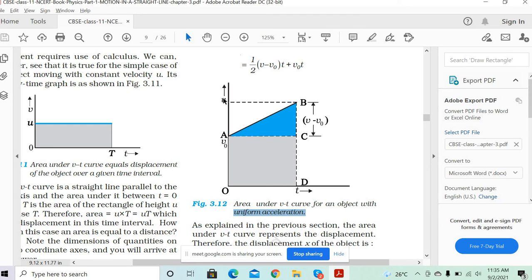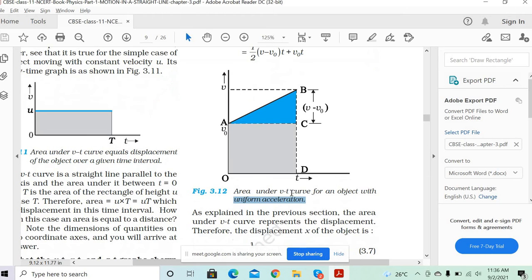Yes, sir. And we can easily find that from 0 to t, the change in velocity was v minus v0, isn't it? BC will give you the change in velocity, right? Since it's the velocity time graph, we can find out from 0 to t how much distance the body covered. If we find the area of this graph AOTB, then it will give you the total distance traveled. Understood this part? Yes, sir.